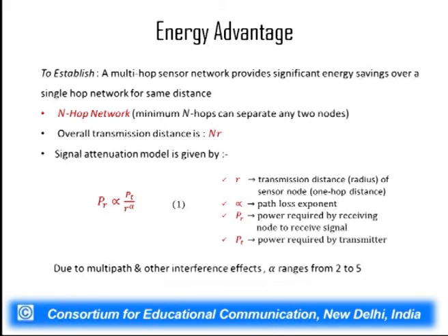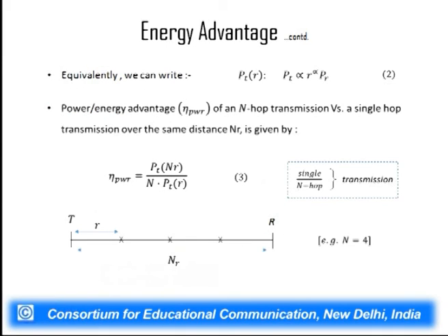Okay, so in this equation 1, PR is the receiving power and PT is the transmission power. Now let's see how we can use this equation further. From equation 1, we can reframe it to get equation 2, where PT is proportional to R to the power alpha and PR. Here, the power or energy advantage of n-hop transmission versus a single hop one can be framed mathematically as a fraction of the single hop divided by the n hop.